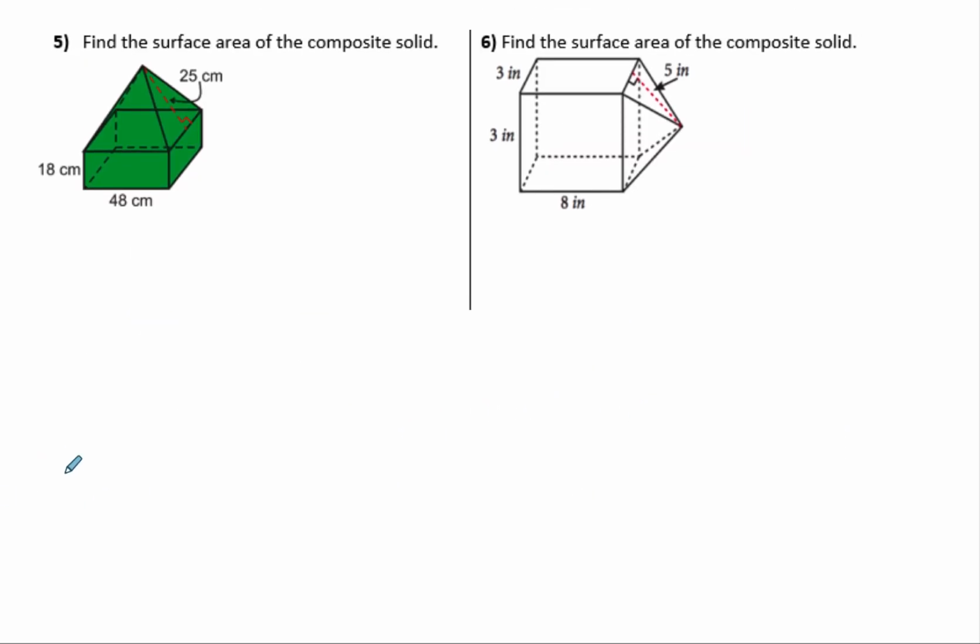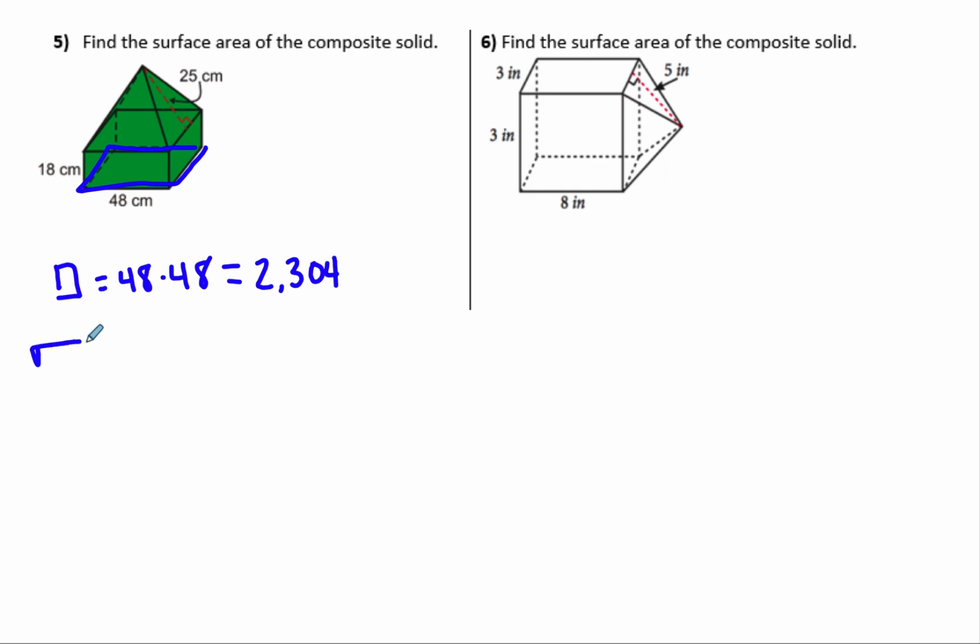All right, our last type of problem here, we are finding the surface area for composite solids. Let's try number 5 together. So for number 5, we have several different shapes here. We have a square at the bottom. So for the square, the side lengths are 48 times 48. So 48 times 48 gives us 2,304.